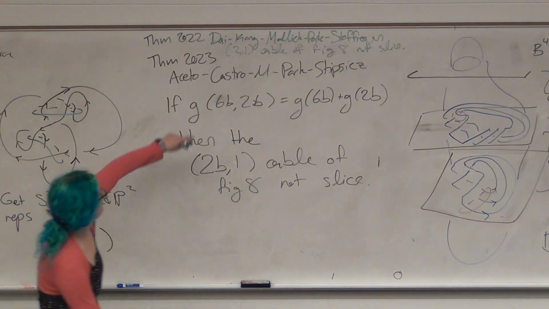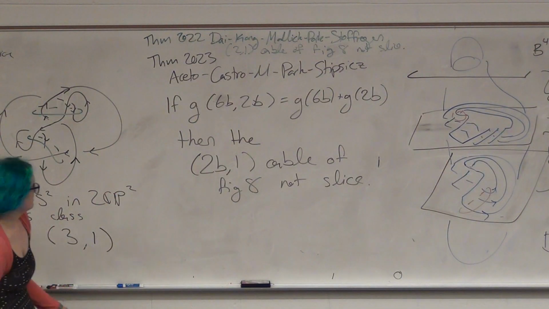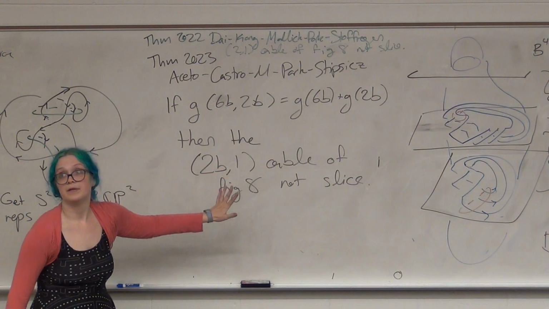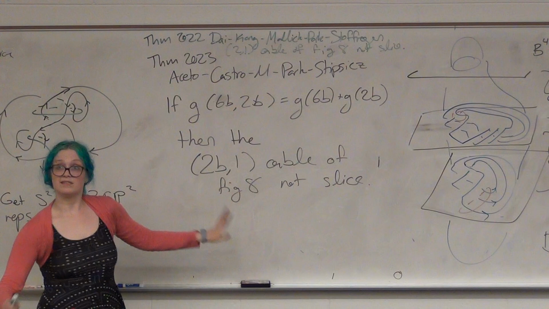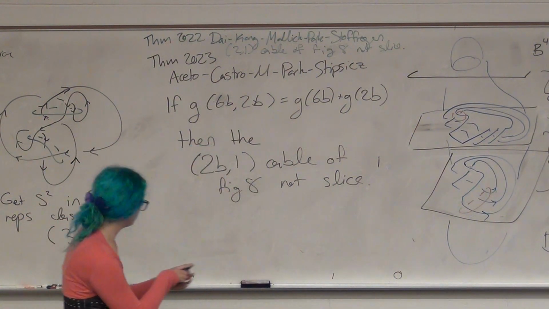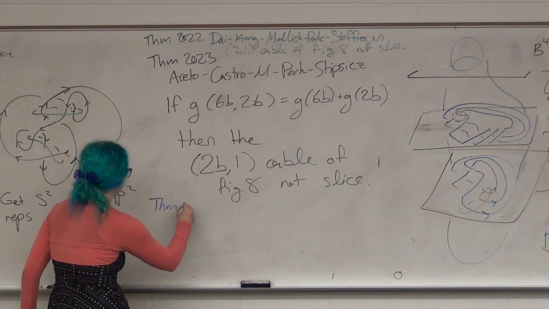And their argument was very specific to the 2-1 cable. That symmetry applies to any even number 1 cable. All of them are not ribbon, but they look sliced. Like their slice invariants all vanish. And we still don't completely know. It's been extended a little bit.